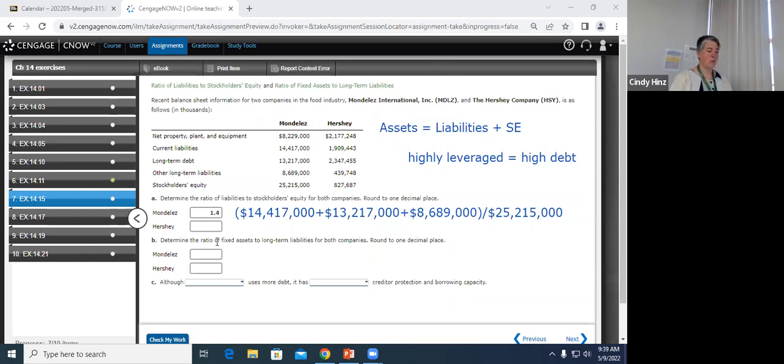So let's go on then to the ratio of fixed assets to long-term liabilities for Mondelez. So the fixed assets are the property, plant, and equipment. We already pointed out that that's net of the accumulated depreciation. So this is the book value of their fixed assets divided by their long-term liabilities. And you can see that Mondelez has two different components there that are long-term. They have their long-term debt and other long-term liabilities, which could include things like pension obligations that are more long-term, but not debt per se. So go ahead and do that calculation.